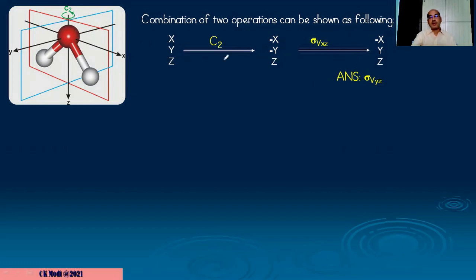Therefore, after performing two operations one after another, first C2 followed by sigma v xz, what is my final answer? The final coordinates are minus x, y, and z. Now these are the coordinates of sigma v yz. So C2 into sigma v xz, what is my answer? My answer is sigma v yz.